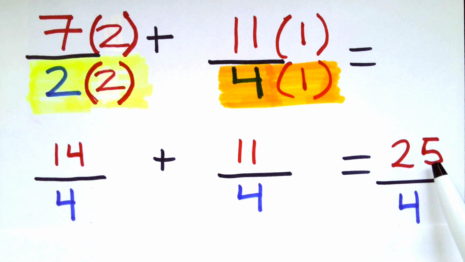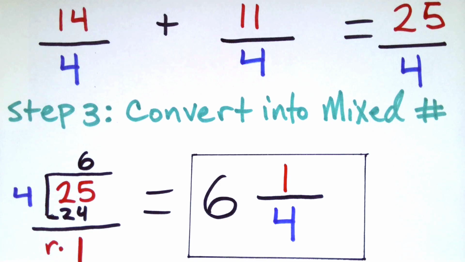Now this is top heavy, 25 over 4. This is an improper fraction. The last step we're going to take is to convert this improper fraction into a mixed number. Remember, every fraction is a division problem. So 25 divided by 4. Another way to show that is 25 divided by 4.